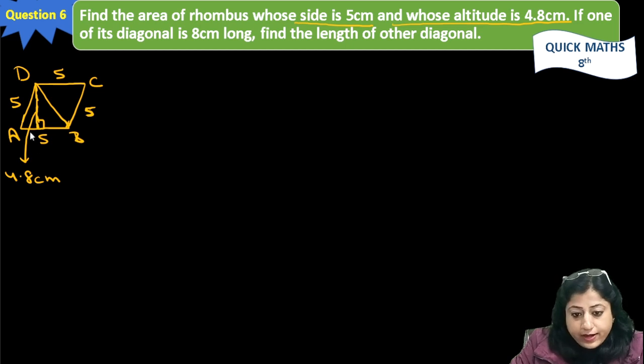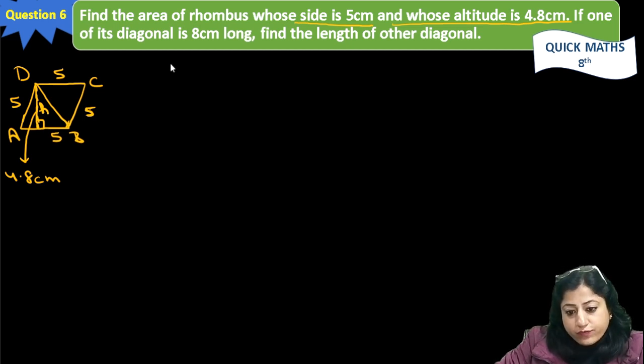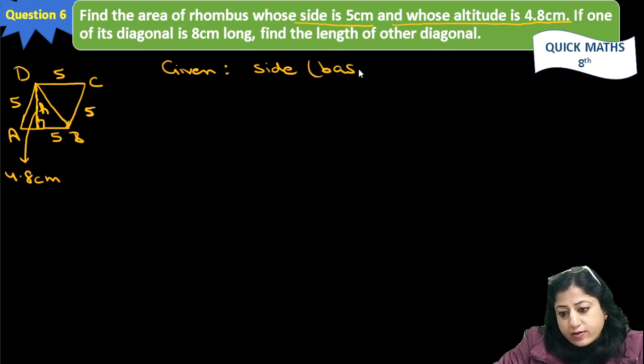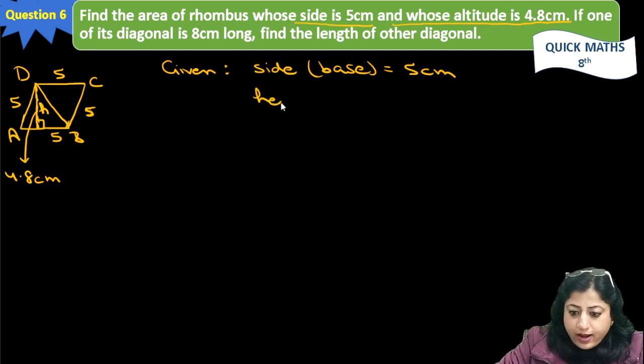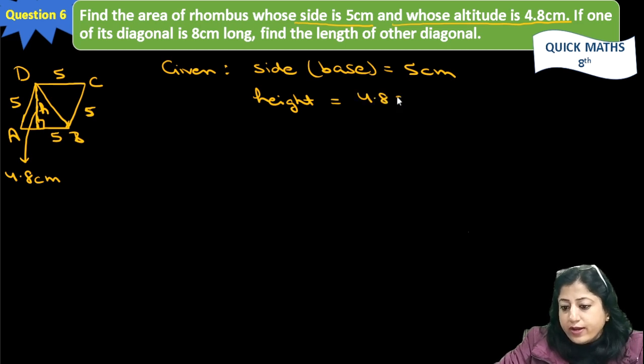Let the height be h. I will write it here. Let the height be h. So h is 4.8 centimeters. So first, the given parameters of first line is given as the side, which is called as base, is equal to 5 centimeter, and the height, that is also called as altitude, is given as 4.8 centimeter.